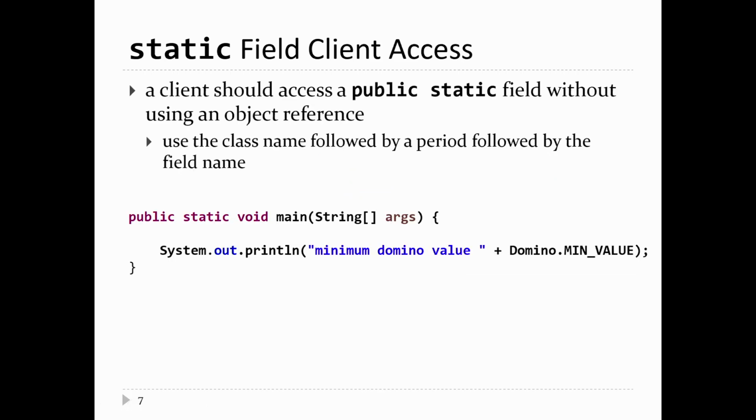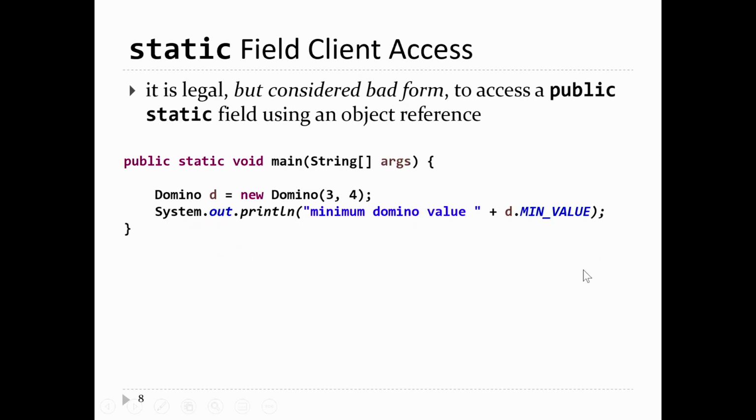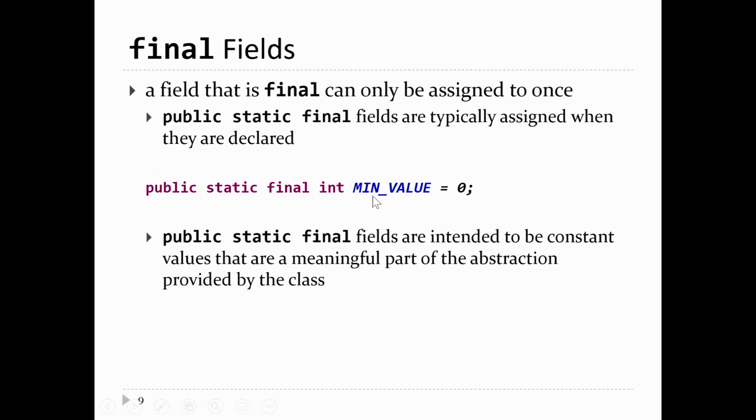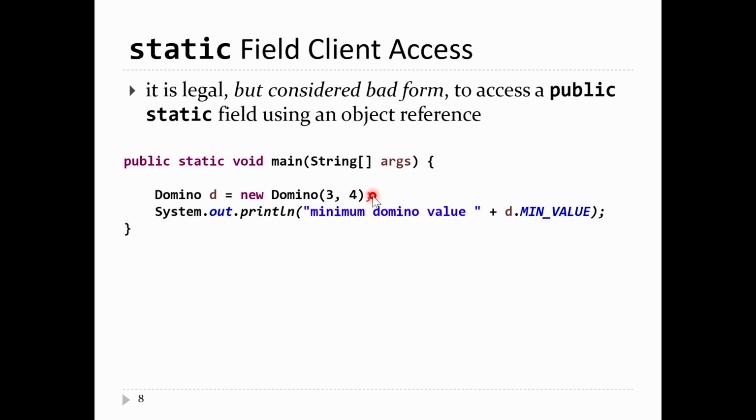You already know this: whenever you access a static feature, you use the name of the class to access it. So if I want to use MIN_VALUE, you write Domino.MIN_VALUE. Now, what I haven't told you yet is that you can actually use an object to access a static field. You can make a domino object here, and then write d.MIN_VALUE, and this works fine. The compiler doesn't complain about this. So this is legal, but it's considered bad form.